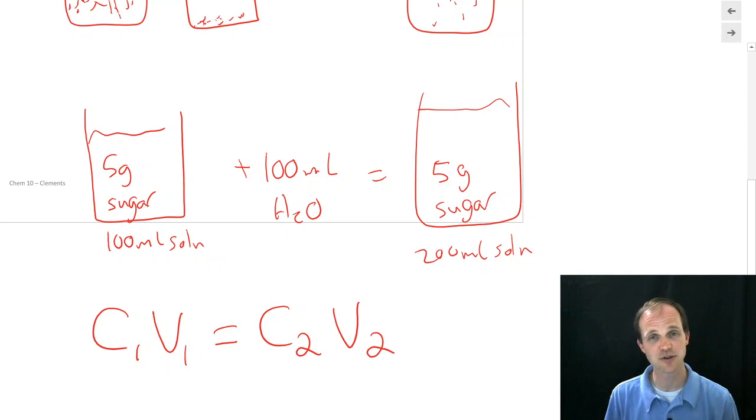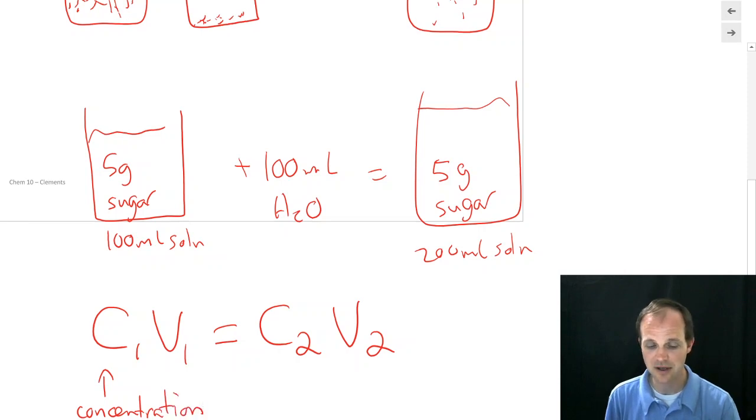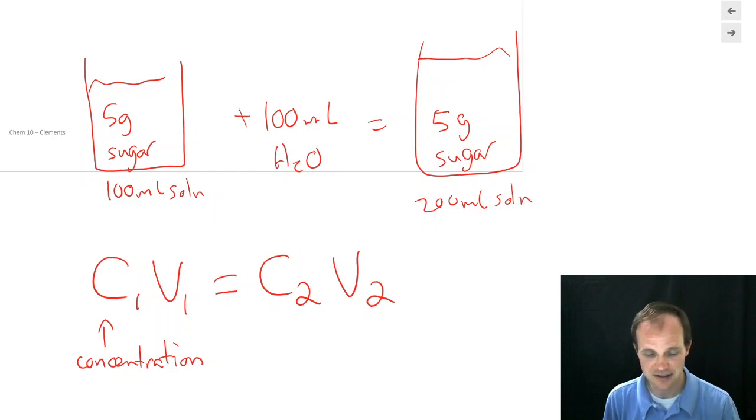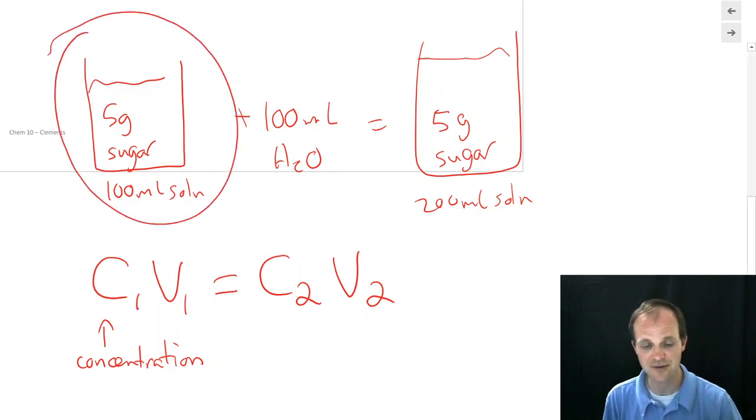This should look very similar to our gas laws, right? P1V1 equals P2V2. And they are. Here we have C being our concentration and V being our volume. And it just says that my starting concentration times my starting volume. So this guy, 5 grams times 100 grams, gives me, sorry, my concentration.